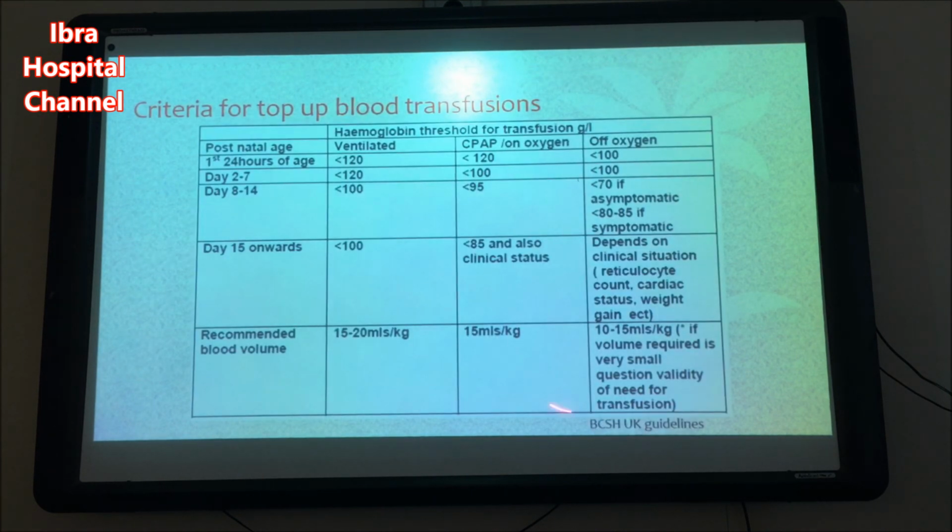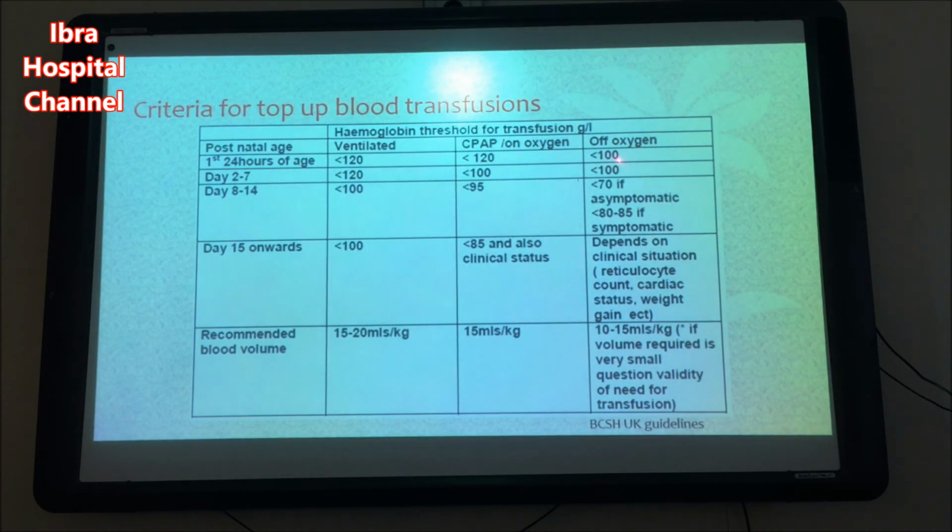This is taken from the BCSH UK guidelines. See, according to the age of the child, the state of the ICU admission of the child, if he's ventilated or he is just on oxygen, or if he is off oxygen. Let's start from the end.